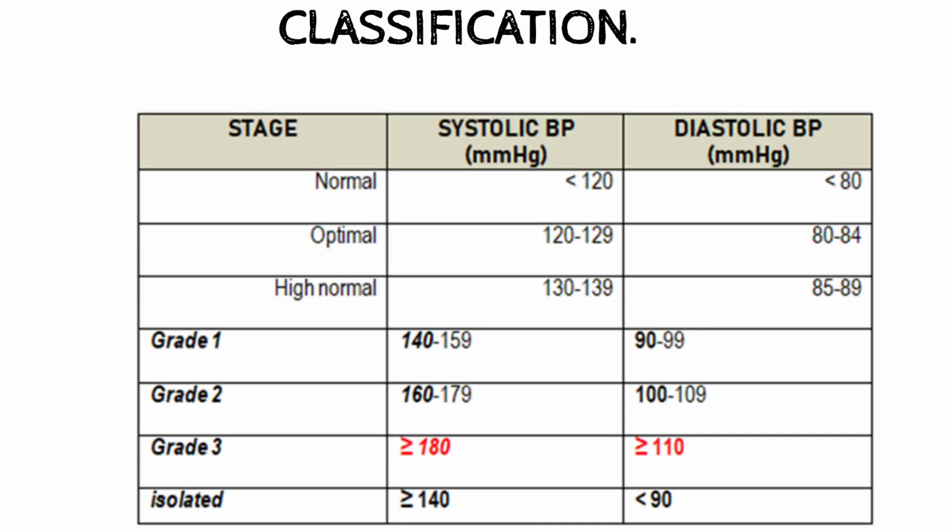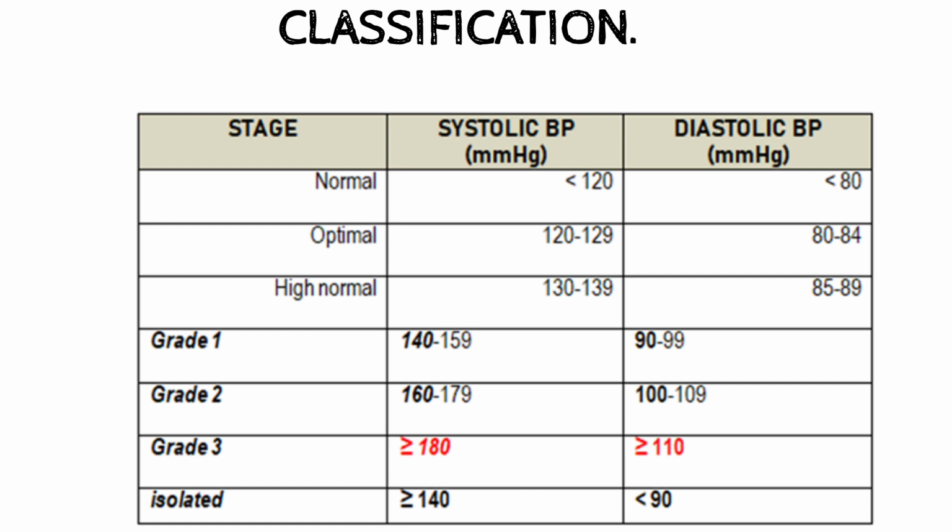This table shows the classification of hypertension. Grade 1 hypertension is a systolic blood pressure of 140 to 159 millimeters mercury and a diastolic blood pressure of 90 to 99 millimeters mercury. Grade 2 hypertension is a systolic blood pressure of 160 to 179 millimeters mercury and a diastolic blood pressure of 100 to 109.